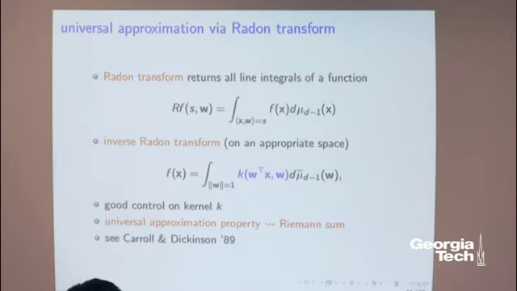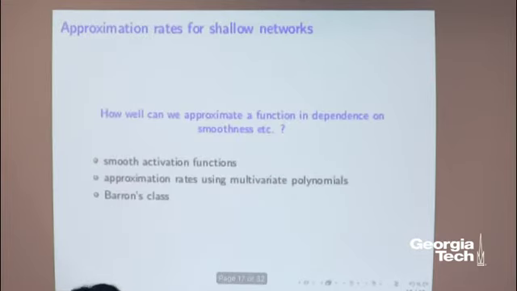So that helps you, and that's a way how you can also prove the universal approximation theorem. Again, you essentially replace this integral by a Riemann sum, and then you have to show that this converges, and that has been done already in the late 80s. So this was about the universal approximation property, mainly done in the late 80s and early 90s.